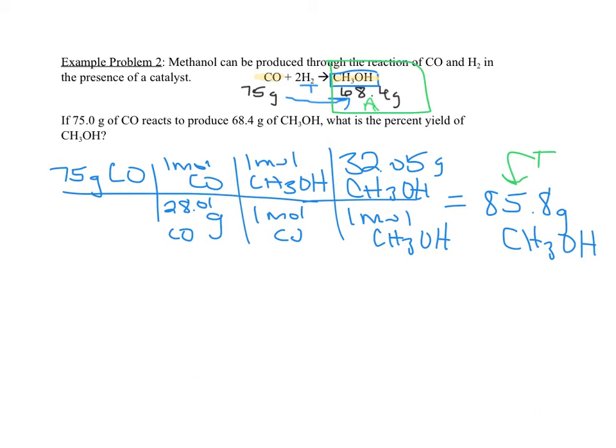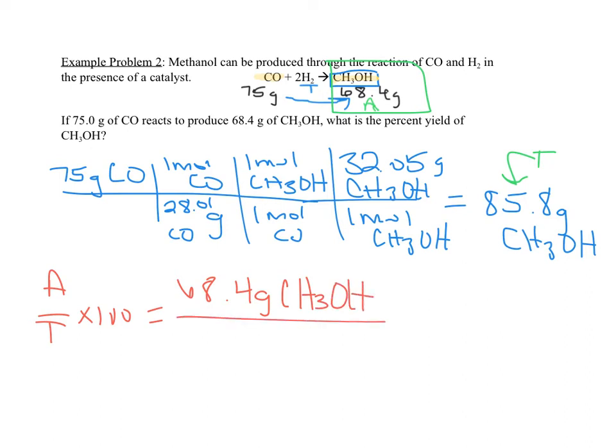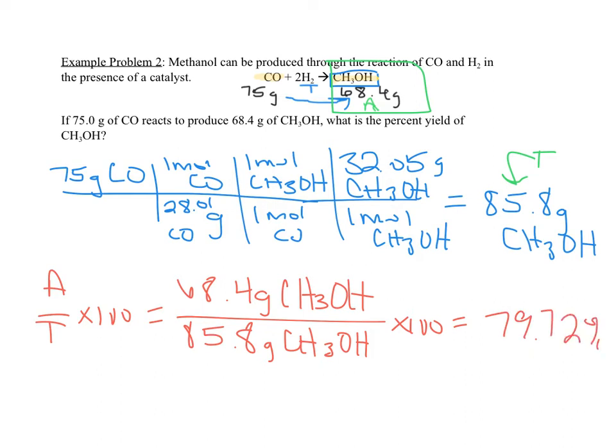Now we can plug these guys into our percent formula. Remember, it's actual over theoretical times 100. So we've got to take our actual, 68.4 grams. And let's make sure we have the same substance, CH3OH, divided by that theoretical. We calculated that she should have gotten 85.8 grams. Now notice the substance is exactly the same, right? We're comparing the same thing. Multiply it by 100, and you're going to get 79.72% efficiency.